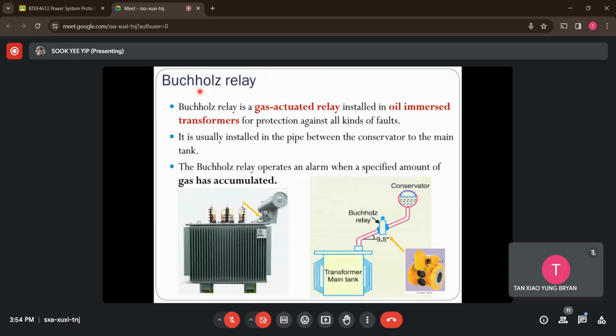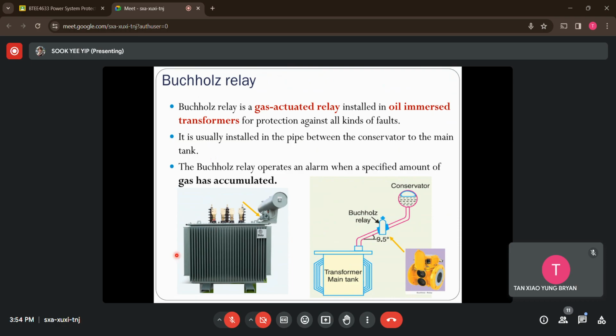So what actually is the Buchholz relay? How is it implemented to protect against all kinds of incipient faults? For your information, the Buchholz relay is a gas actuated relay. Where is it installed? It is installed on the oil immersed transformer, dealing with all kinds of faults. It is installed at the pipe between the conservation tank and the main tank. You might be asking where the pipe is.